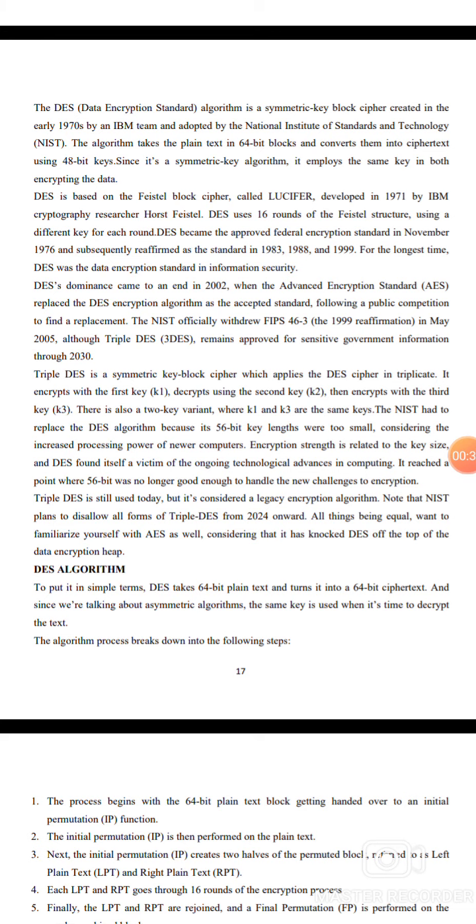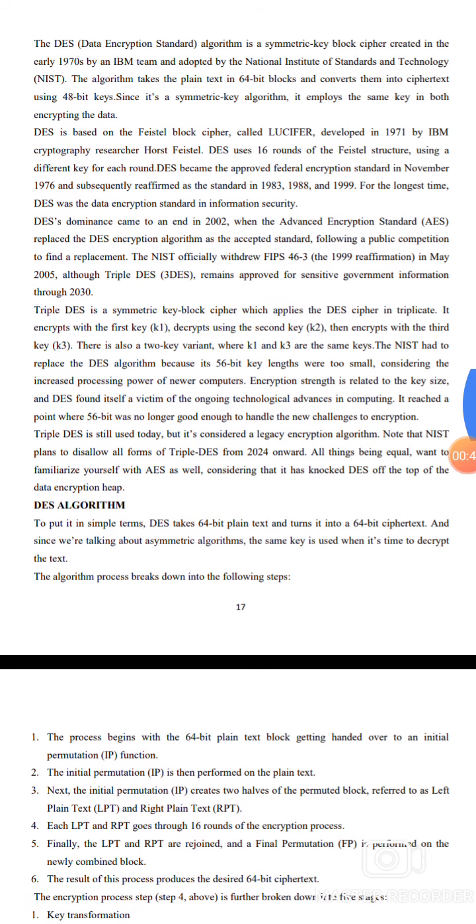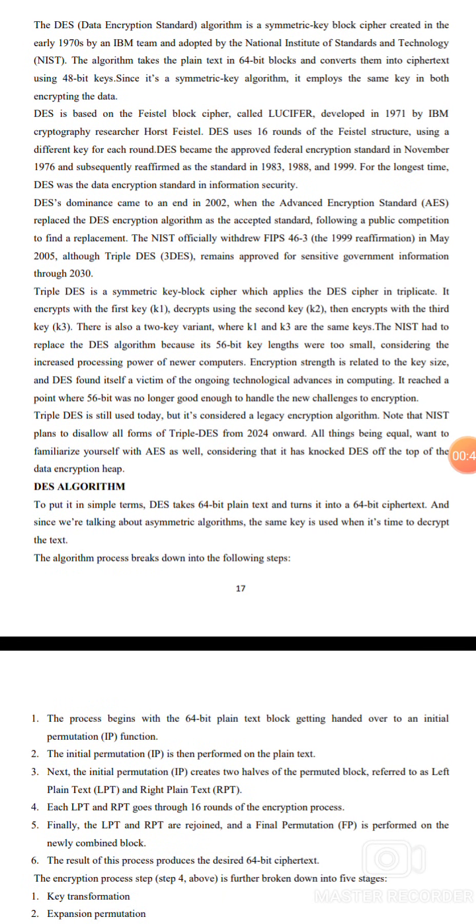The algorithm takes plain text in 64-bit blocks and converts them into ciphertext using 48-bit keys. As a symmetric key algorithm, it employs the same key for both encrypting and decrypting the data. DES is based on the Feistel block cipher called Lucifer, developed in 1971 by IBM cryptography researchers. It uses 16 rounds of Feistel structure, using a different key for each round. DES became the approved federal encryption standard in 1976 and was subsequently reaffirmed in 1983, 1988, and 1999.